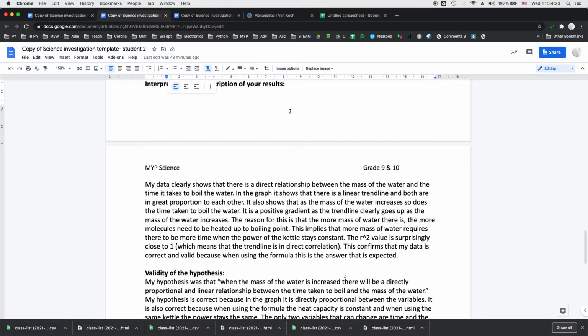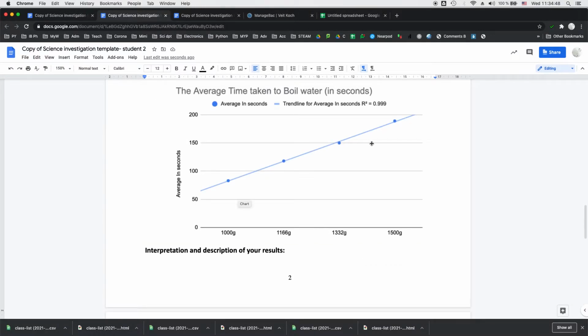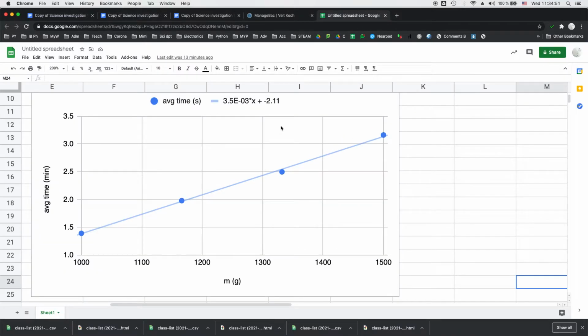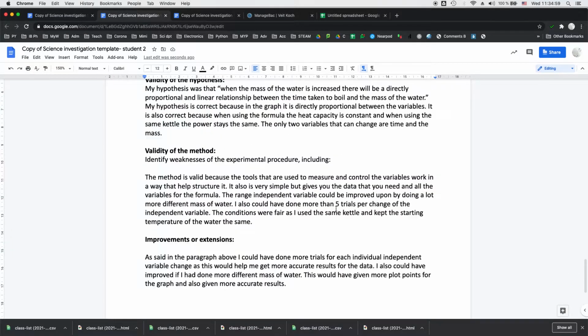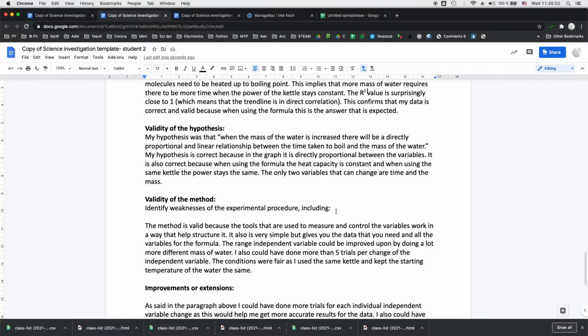So if you look at this, there's an r squared value. Please, whenever you have something like this, do make the effort of actually putting in the superscript rather than writing it like that. The r squared value is surprisingly close to 1. Okay, but sadly, this doesn't quite make sense. And forget about the r squared value. Just comment on how close the data points are to the line of best fit. That will suffice.